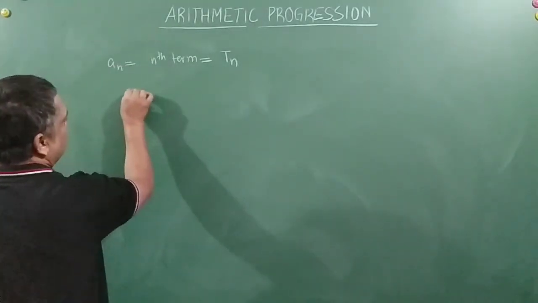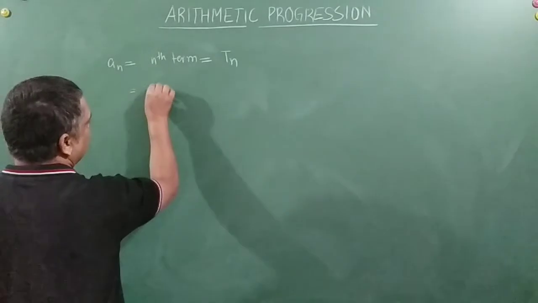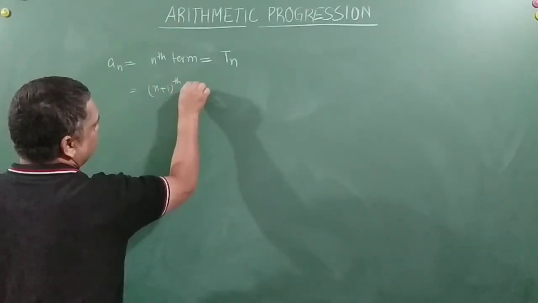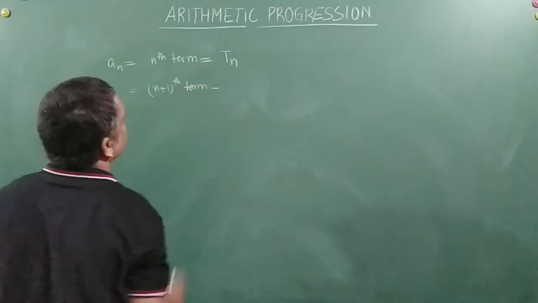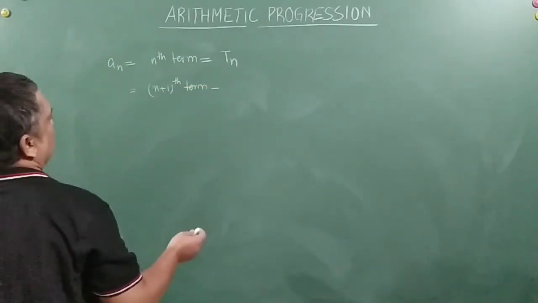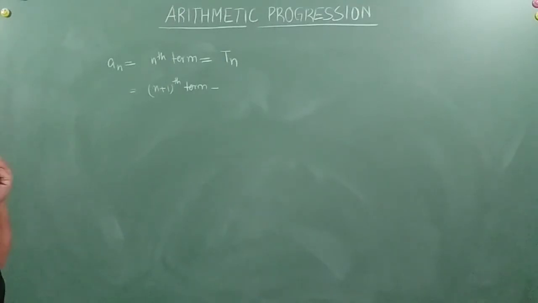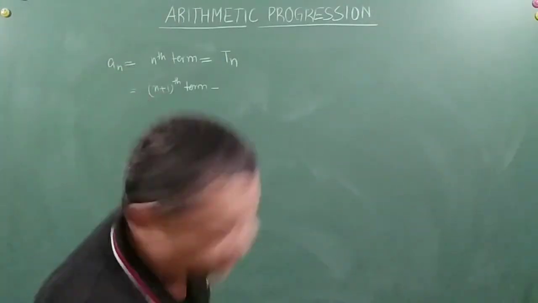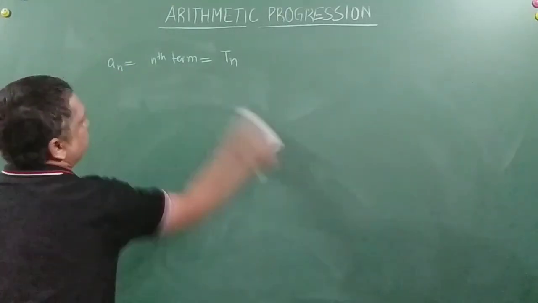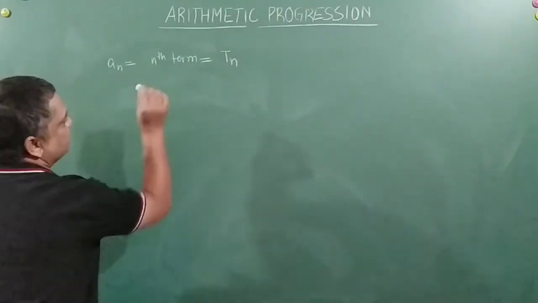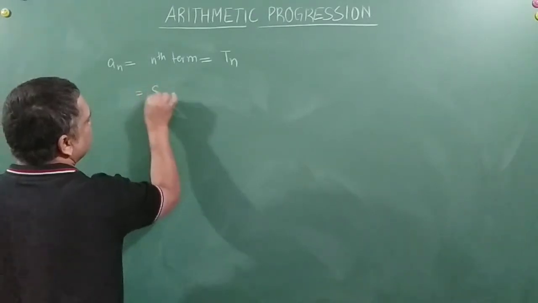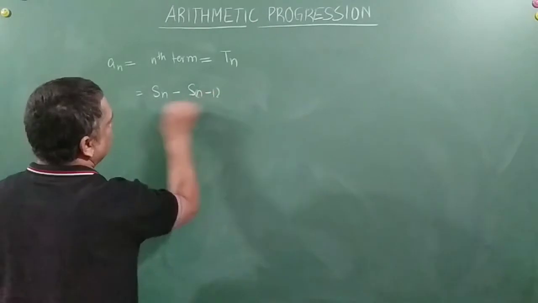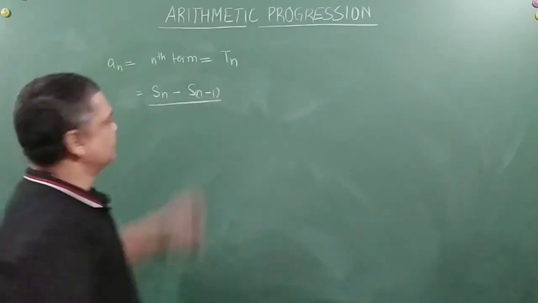And the nth term can also be written as the sum of n terms minus the sum of n minus 1 terms, that is, Sn minus Sn minus 1. Okay, I'll explain to you how this is happening.